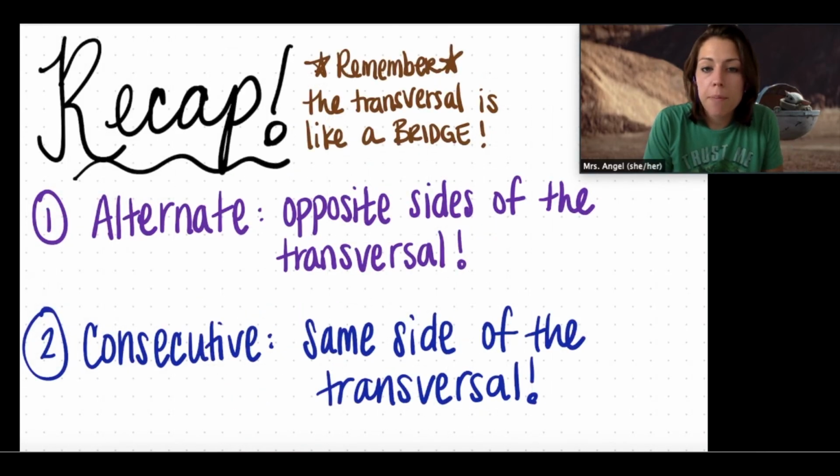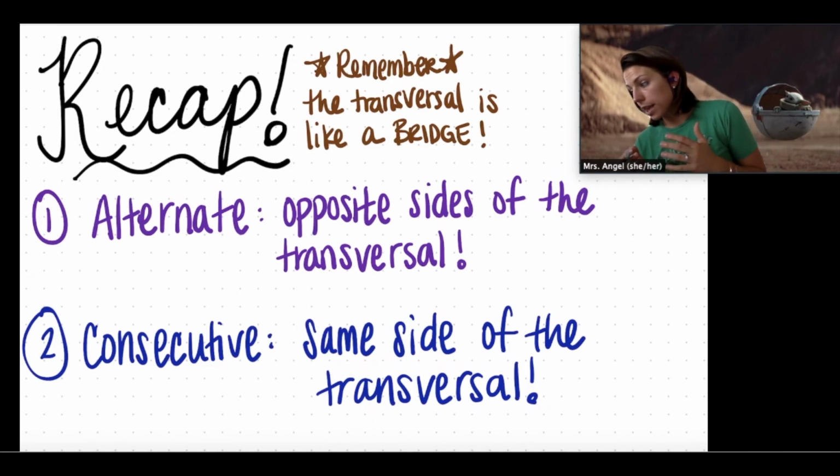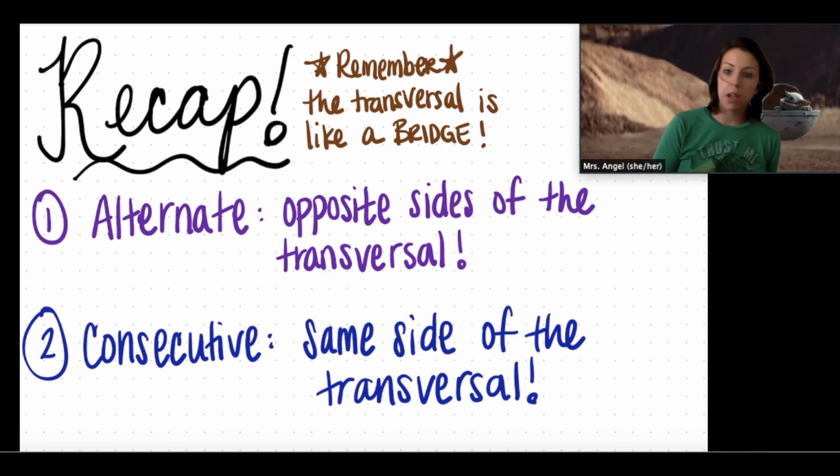Just to quickly recap, remember that a transversal is like a bridge going over the water, over the river. And when you're looking at alternate versus consecutive, you have to imagine yourself standing on the bridge. So alternate angles are on complete opposite sides of the transversal. If you're looking at one angle up and to the right, then the alternate angle would be back and to the left, and vice versa. Consecutive, on the other hand, is the opposite of that. It's the same side of the transversal. So if I'm standing on the bridge and I look over to my left, I'm looking at consecutive angles. And if I look over to my right, I'm looking at consecutive angles.